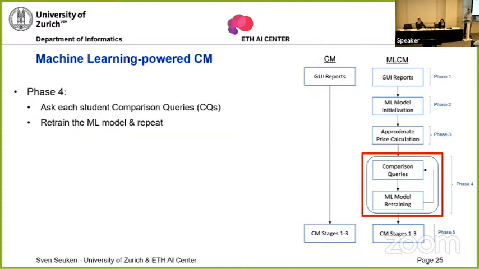We're going to ask every student a pairwise comparison query. And after answering one query, we're going to immediately retrain the machine learning model and repeat. And this takes, in practice, less than 2 seconds. So this can be done in real time. And the student can answer 0 or as many of these pairwise comparison queries as they want. And this can be done completely asynchronously between the students.